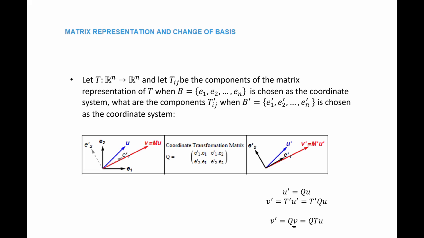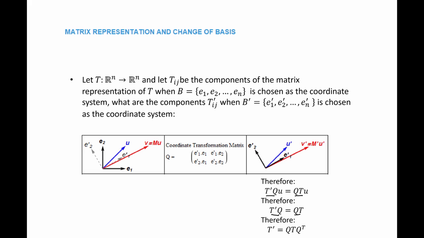Again, I'm just going to correct the terminology that I'm using here. This is T prime U prime, and this is equal to TU. And so I have here QTU. Now, because these two are equal, I can equate them. Therefore, I have T prime QU is equal to QTU. Now this is true for any vector U, and so I can say that this matrix T prime Q is equal to QT.